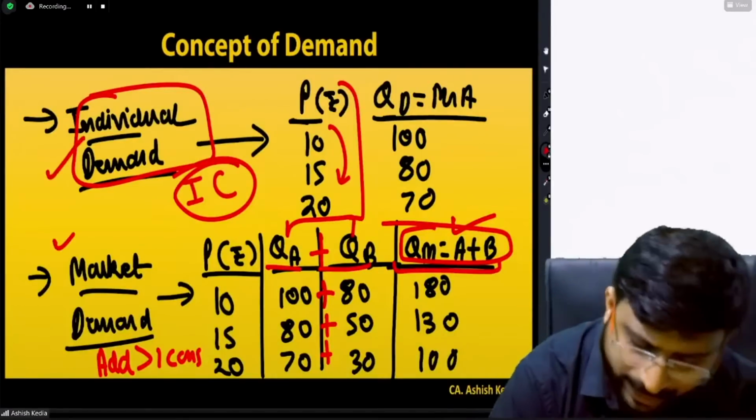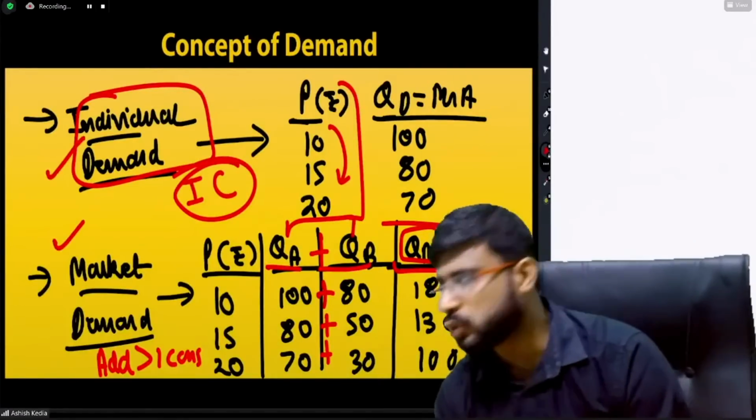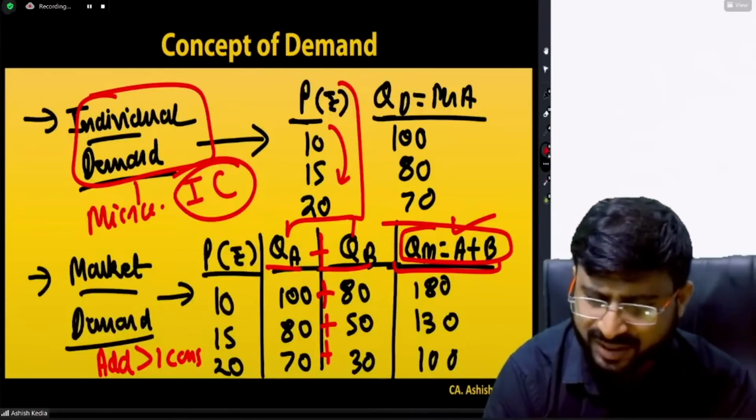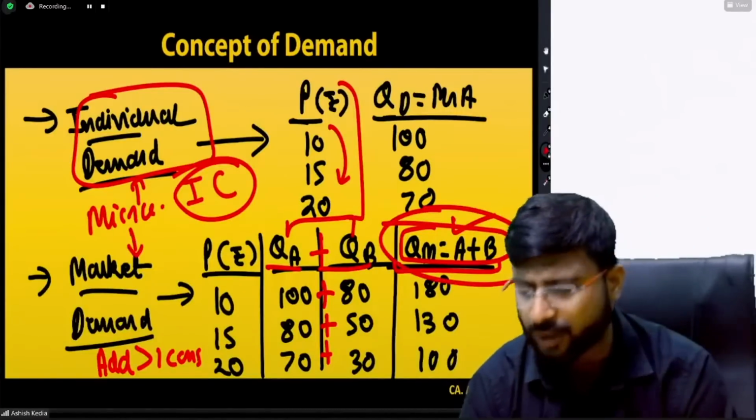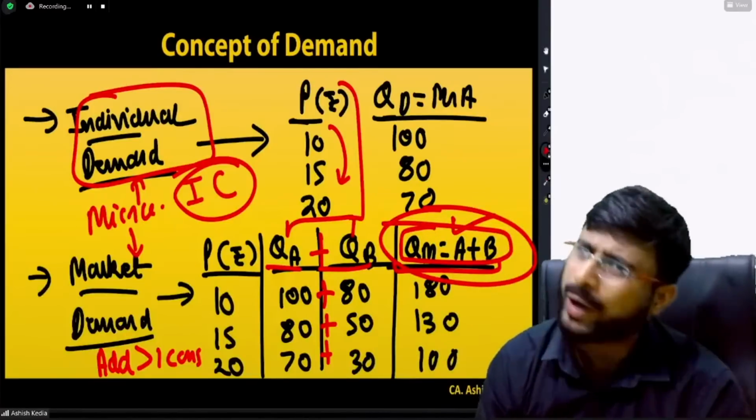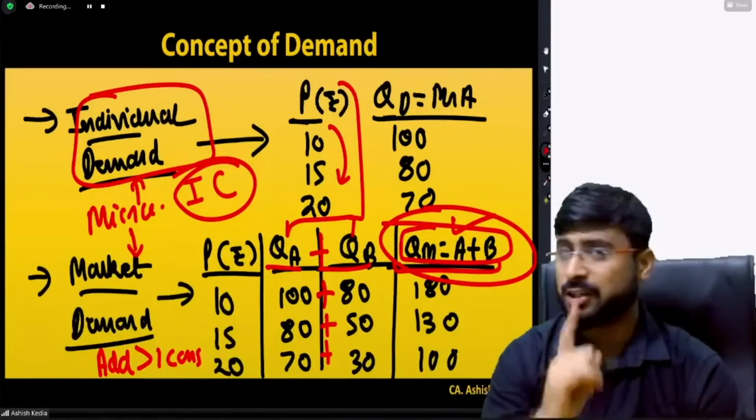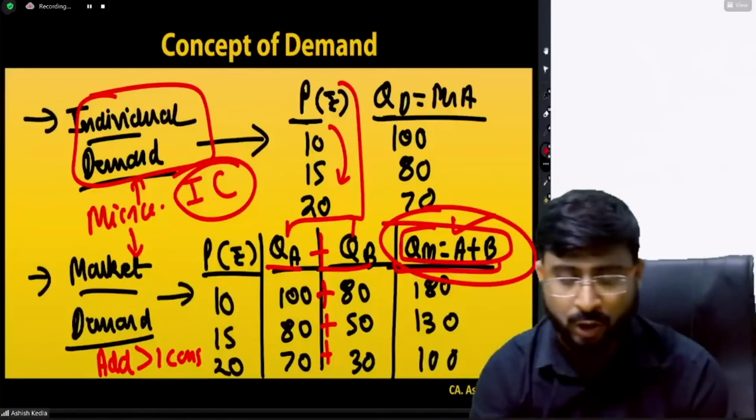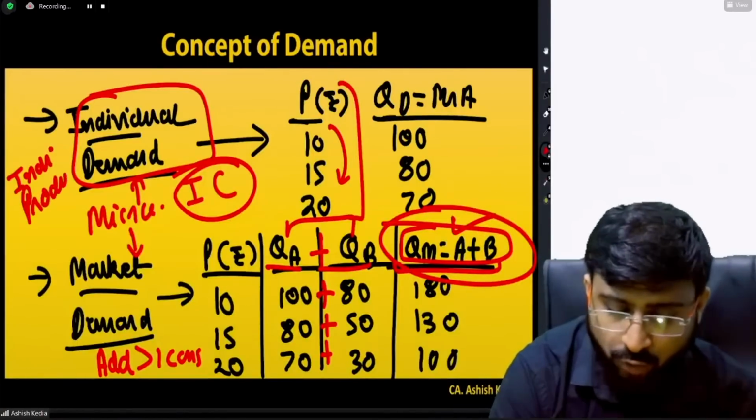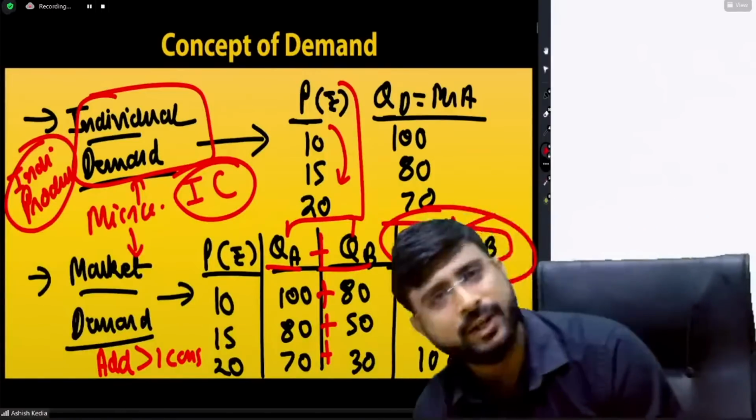Now one interesting question comes. Sir, is individual micro and market macro? No. Both are micro. But sir, why? Here you are taking all the consumers, so it should be macro. It is not. Why, sir? Because what did I say? When I began the example, I told you we are talking about an individual product. We are talking only about one product. That's why it is micro.